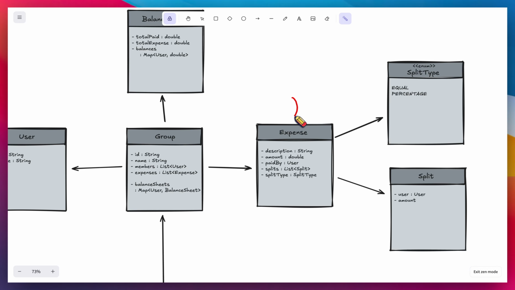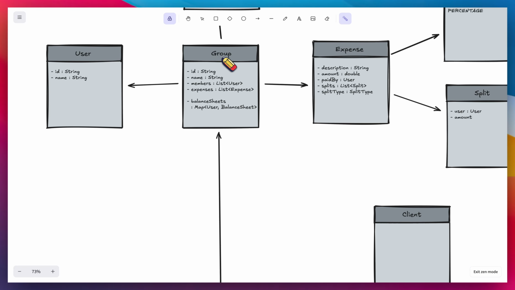Now if the client who is creating this expense chooses equal split type, then all the participants would have an equal amount. But if the client chooses percentage, then obviously the amount of each and every participant would be different. It would be based on the percentage that the client has chosen. Okay.